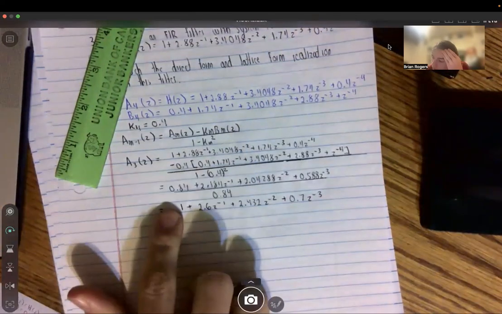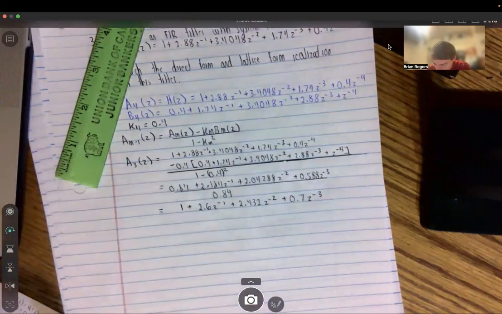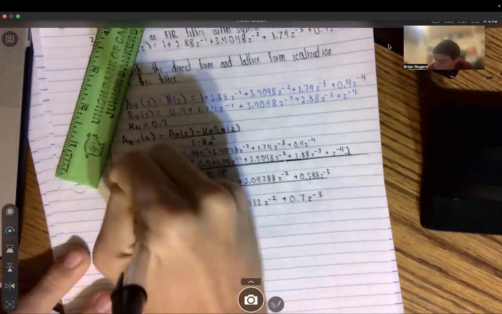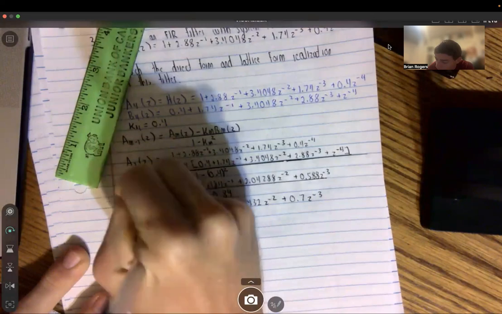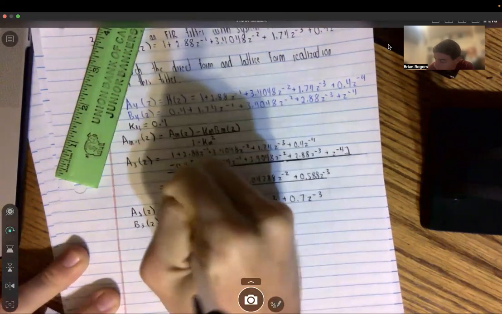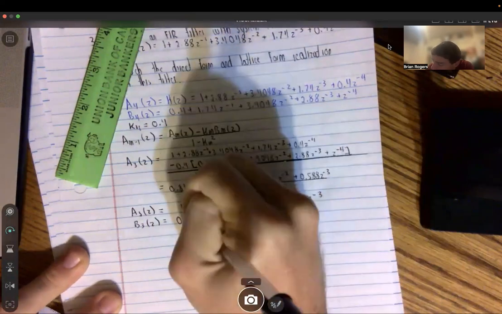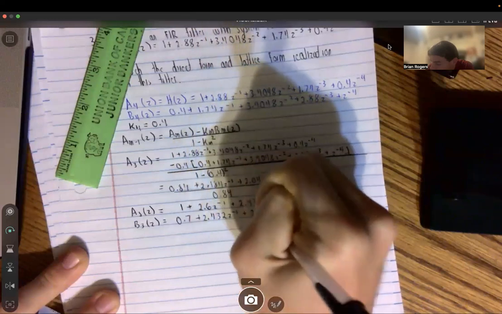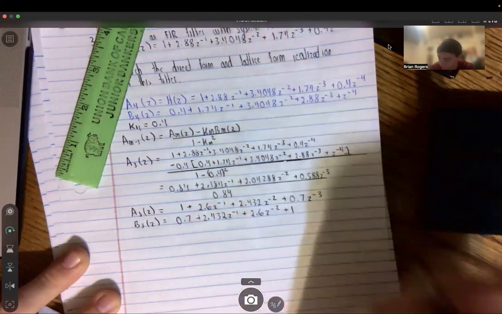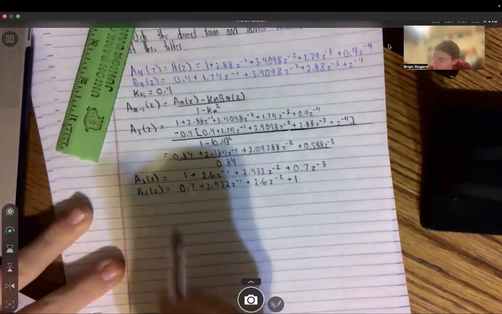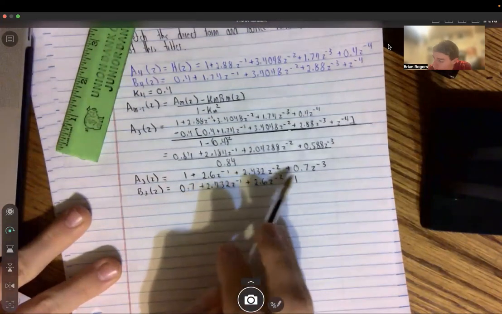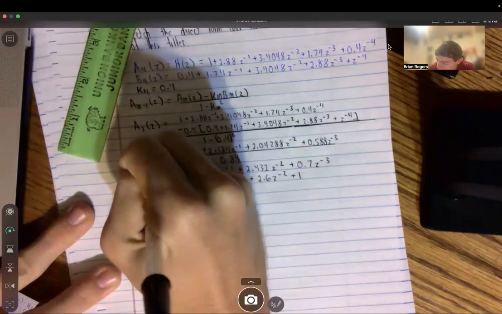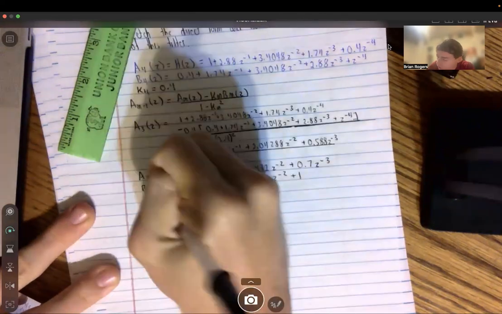So now that I have my A3(z), I need to determine my B3(z). This is my A3(z). My B3(z) is very similar. It's literally just going to be the exact opposite order for the coefficients. So 0.7 plus 2.432z^-1 plus 2.6z^-2 plus 1. Okay, so now 0, 1, 2, 3. We notice our K3 is going to equal the coefficient of that last term, 0.7.